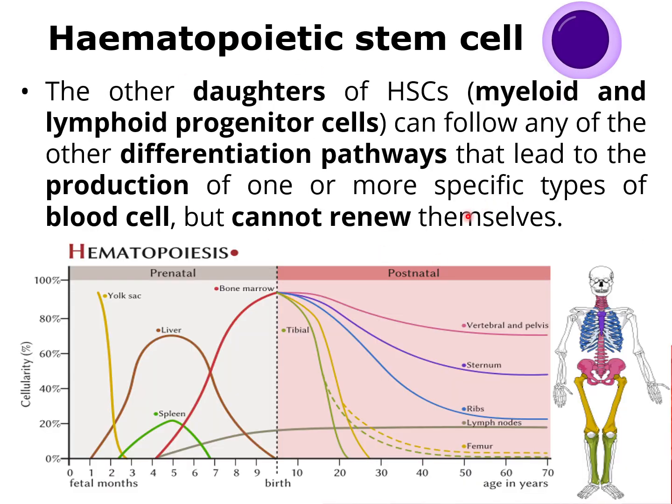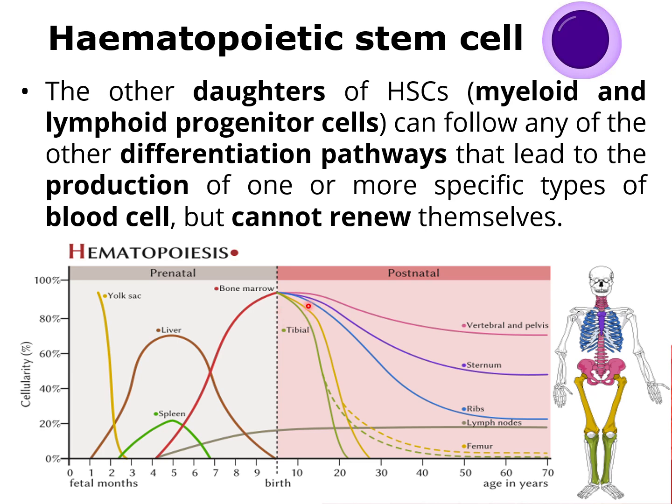Hematopoietic stem cells, as you can see in this figure, are produced in the yolk sac for the first few months, and then after a certain period of time, most of the blood cells are produced in the liver, spleen, and slowly after the fourth month of the child's development, the body will produce them in the bone marrow.